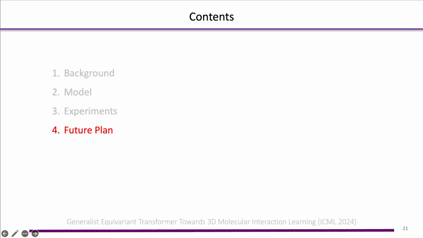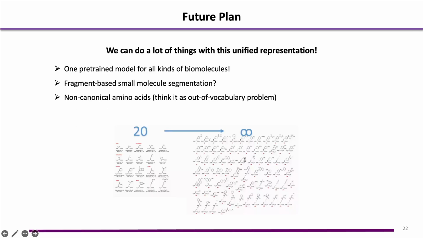Finally, we would like to further discuss some possible directions for future research. We actually can do a lot of things with this unified representation. For example, we can train one pre-trained model for all kinds of biomolecules for structural representations. We can also explore better fragment-based small molecule segmentations, which can be easily integrated into the unified representation just by changing the definition of blocks. Moreover, it is possible to generalize to the non-canonical amino acids by either putting their atoms in the same block or just dividing some atoms in the side chains into another block.